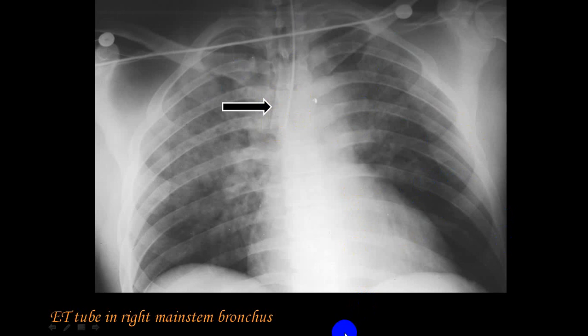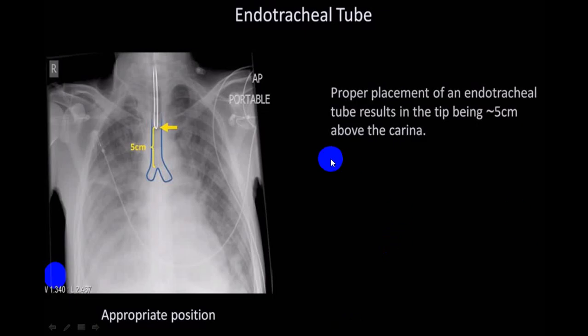So this can be one danger which can happen if it is not placed properly. You can see here, this is the carina angle, and from this carina angle, this is 5 centimeter. This should be the position of the tube. So proper placement is 5 centimeter above the carina angle. So this is the exact position.